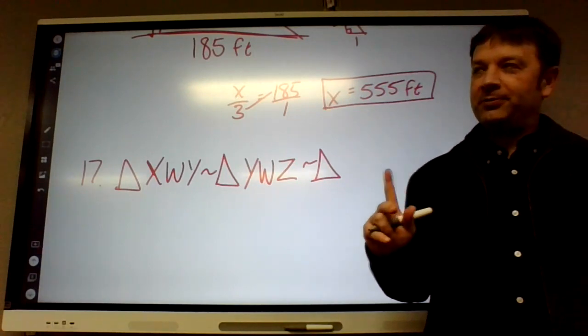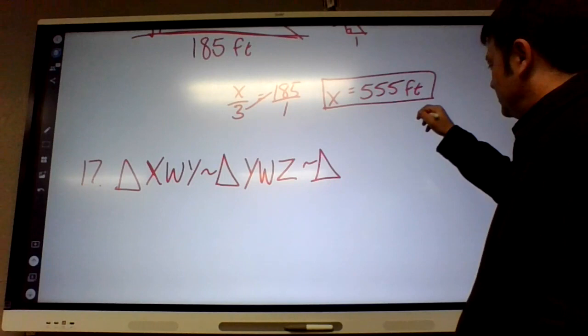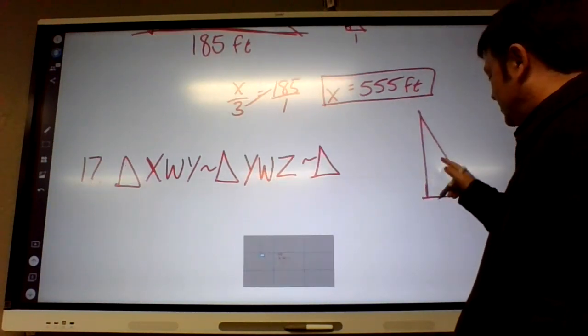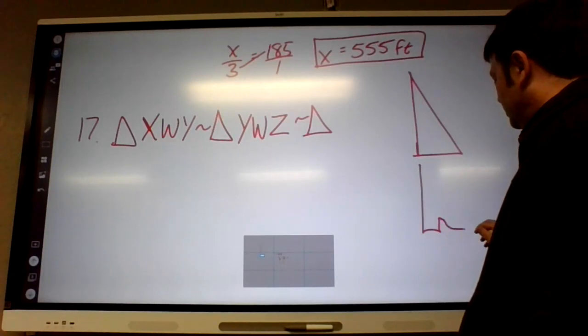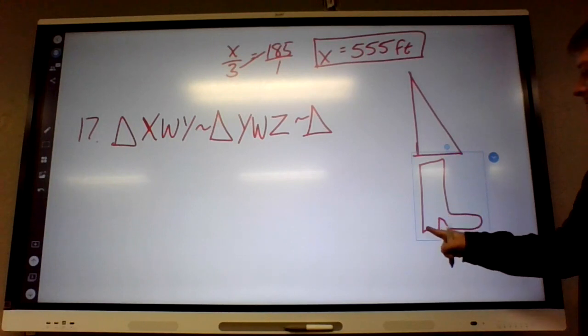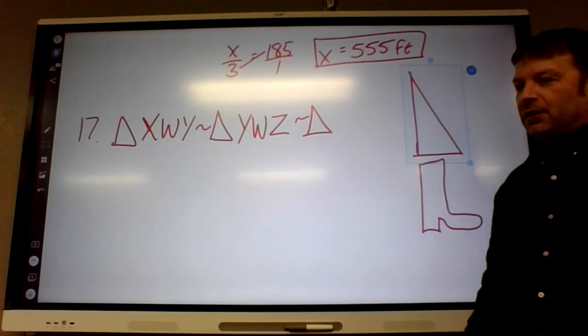You see what I'm talking about, the right triangle and left triangle? It did kind of confuse a couple people in the other class too. What do I mean by toe, heel? Here's your boot, right? We're going toe, heel, top.